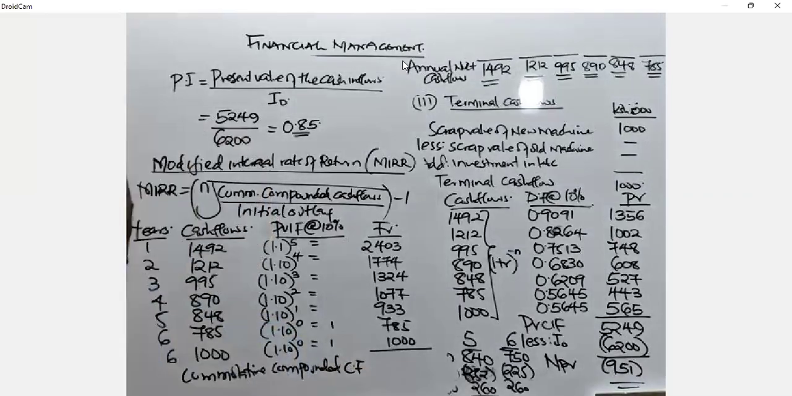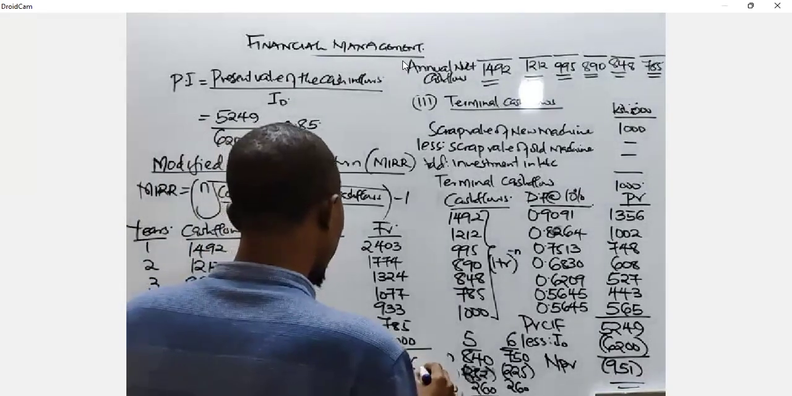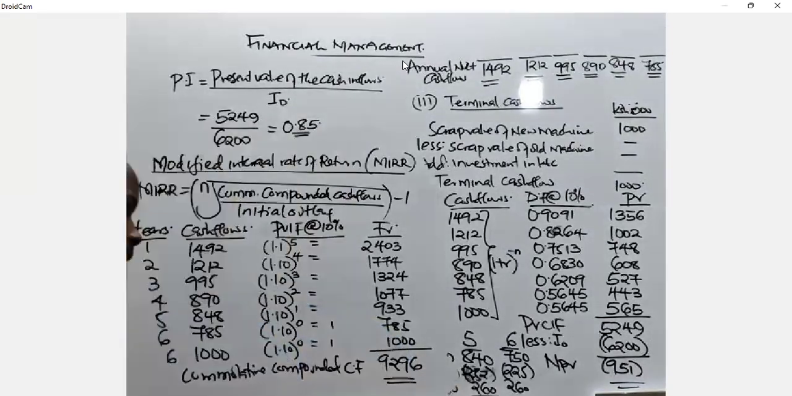What is the cumulative compounded cash flows? You do your summation. So the first one will be 2403 plus 1774 plus 1324 plus 1077 plus 933 plus 785 plus 1,000. We are getting 9296, something closer to that. That is how you do your MIRR.